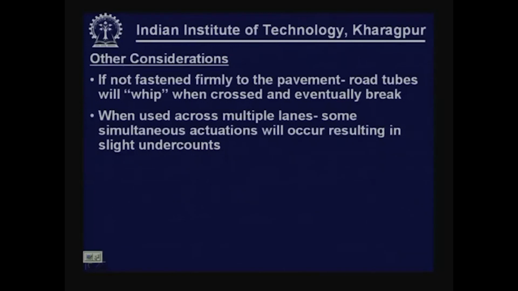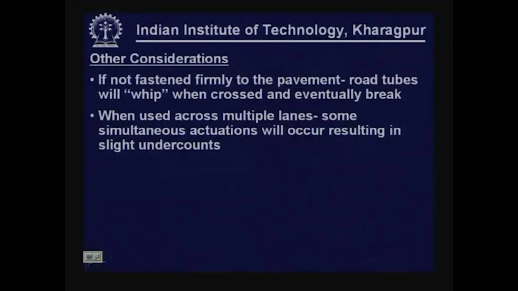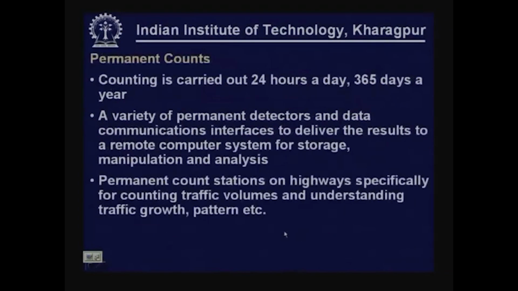Now, why is it happening? Every time a vehicle crosses the tube, a pulse will go. So, if there are multiple lanes and at a time 2 vehicles are crossing the tube, it may not happen all the time, but occasionally 2 vehicles may cross the tube at the same time. A single pulse will go and it would be recorded like a single axle has crossed the tube. So, it may result in slight undercounts.